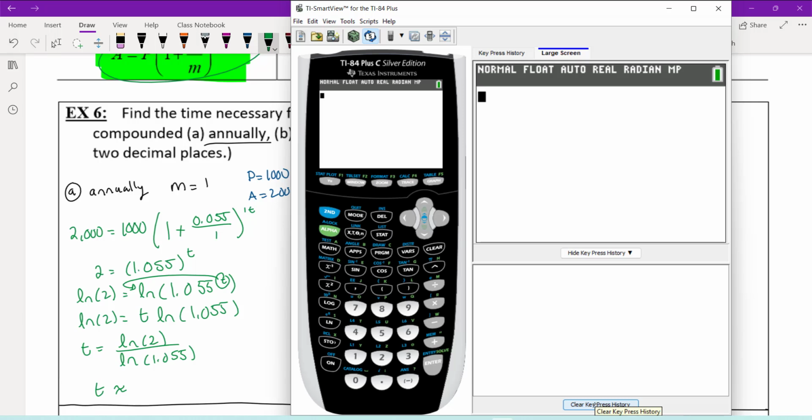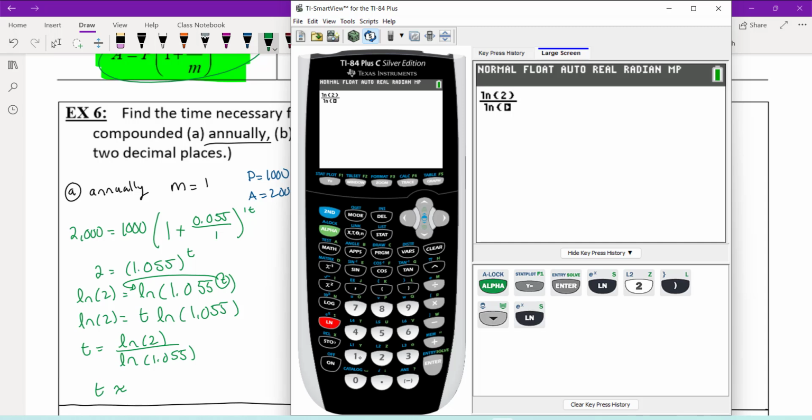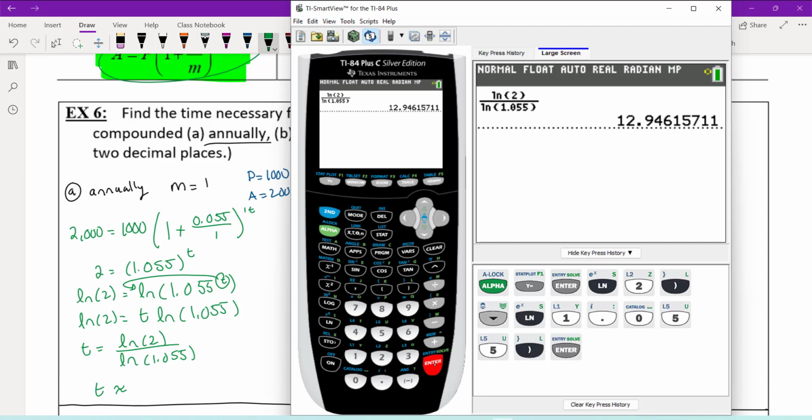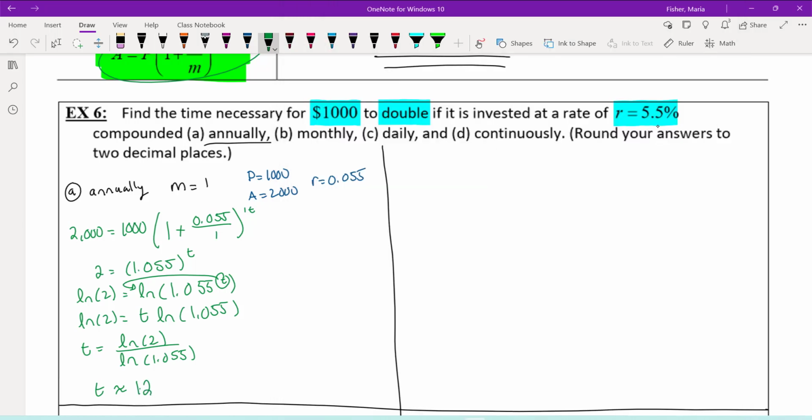To make sure we enter it in correctly, let's use alpha y equals for a numerator and denominator, and then write in the natural log of 2, and then in the denominator divided by the natural log of 1.055, and we end up with 12.95 years. So it's going to take 12.95 years for our money to double.